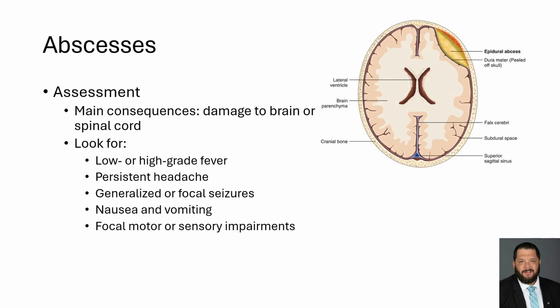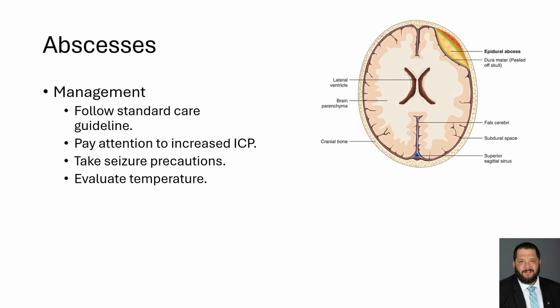Look for things like a low to high-grade fever, persistent headache. This can be a presentation associated with generalized or focal seizures, nausea, vomiting, and then focal motor or sensory impairments as well. Standard patient care for these, supporting vital signs as needed. Pay attention if there are signs of increased intracranial pressure. One of the terms that should be becoming familiar is this increased ICP. We can look for things like Cushing's triad, that increase in blood pressure, the reduced heart rate, and the irregular respiratory pattern. We also want to evaluate temperature for these patients and be prepared for seizure activities.